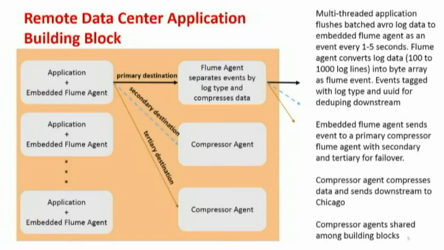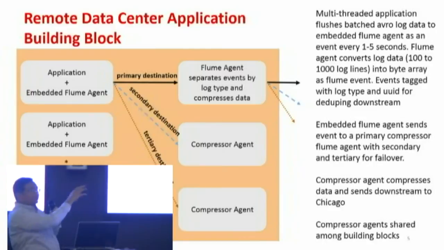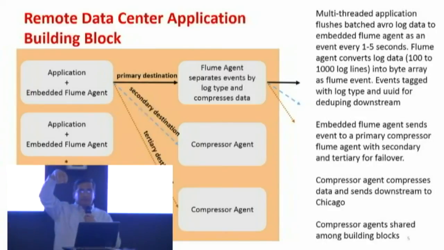And then what we do is the whole set of log lines from that embedded Flume agent becomes an event. It's like a log event, but that log event has got multiple log lines. That event is then sent to another Flume agent in the same data center, same subnet, same rack. And that Flume agent takes in all the events, and then it compresses that and sends it downstream, because we can't afford the bandwidth consumption of uncompressed data.